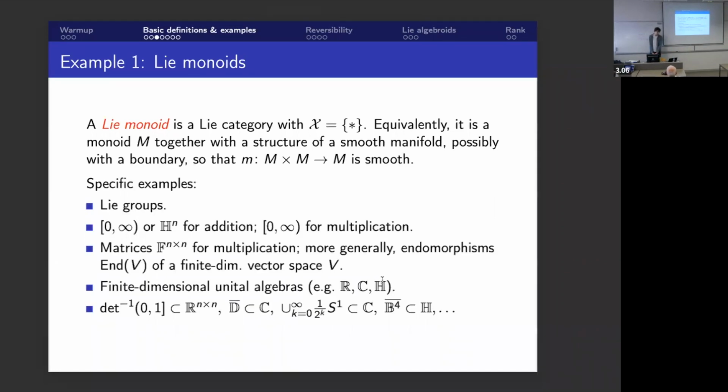So turning to more specific examples, of course, we have immediately Lie groups, which we are very much acquainted with already, right? The very next example would be, for example, the half space H^n for addition, just the restriction of the ordinary addition on R^n, or we could have the closed half ray for multiplication. Moving on, we can consider matrices for multiplication, or more generally endomorphisms of a finite dimensional vector space V.